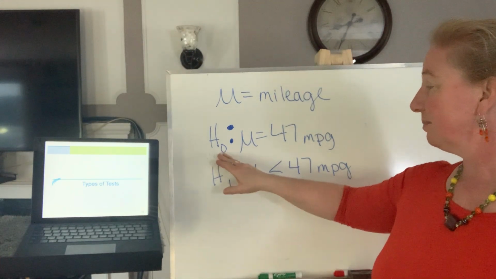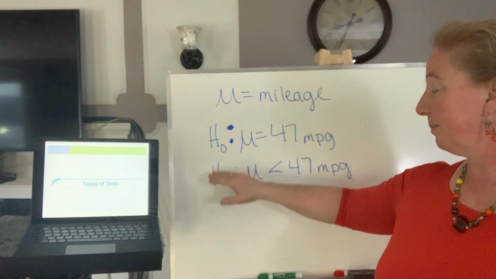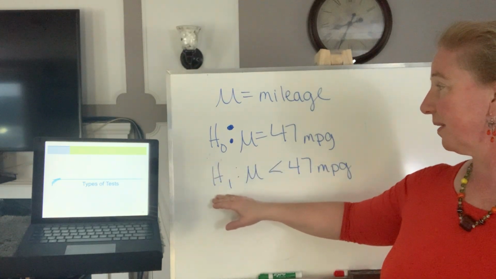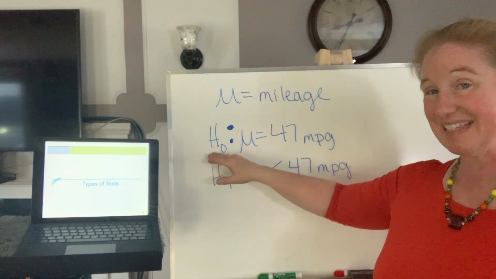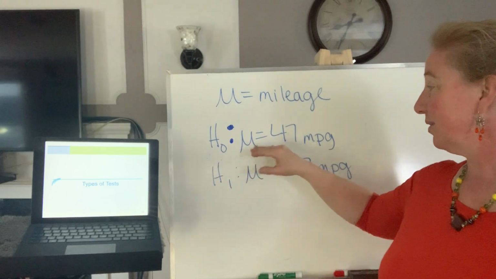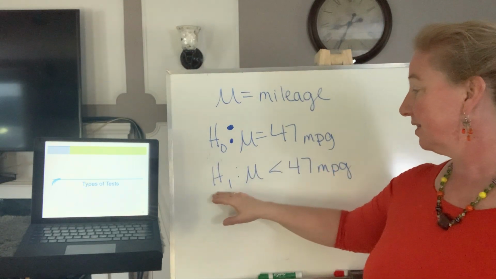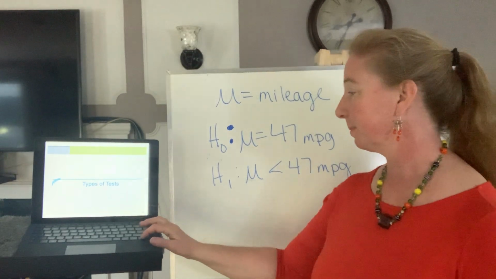So H naught and H1, this null hypothesis and alternative hypothesis, are simply stating, you're simply saying this is this thing, okay? So what is this thing? This thing is that mu is equal to 47. This thing is mu is less than 47. So keep track of that.